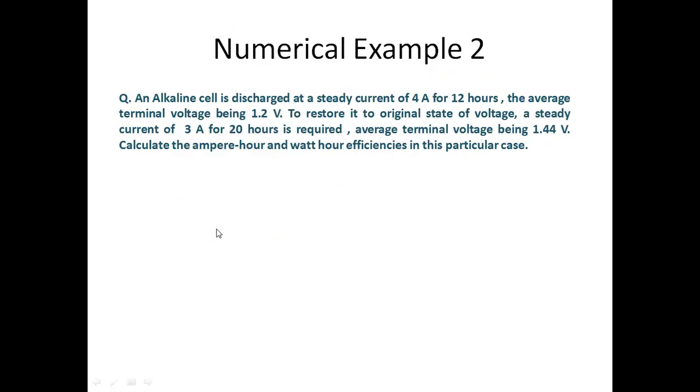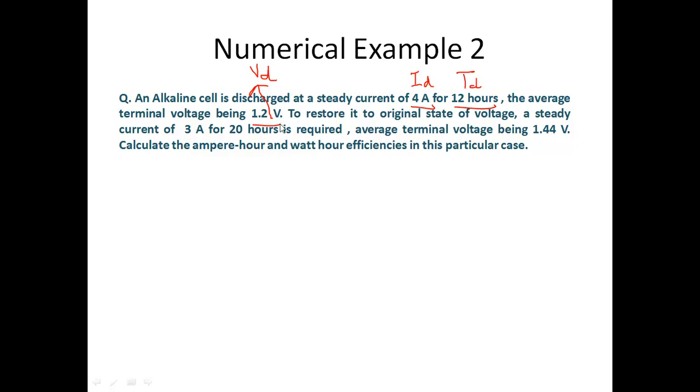Now moving on to the next question. The question states an alkaline cell is discharged at a steady current of 4 ampere, which means that the discharge current is 4 ampere and the discharge time is 12 hours. So TD is 12 hours. The average terminal voltage being 1.2 volt. So 1.2 volt is your VD, the discharge terminal voltage.